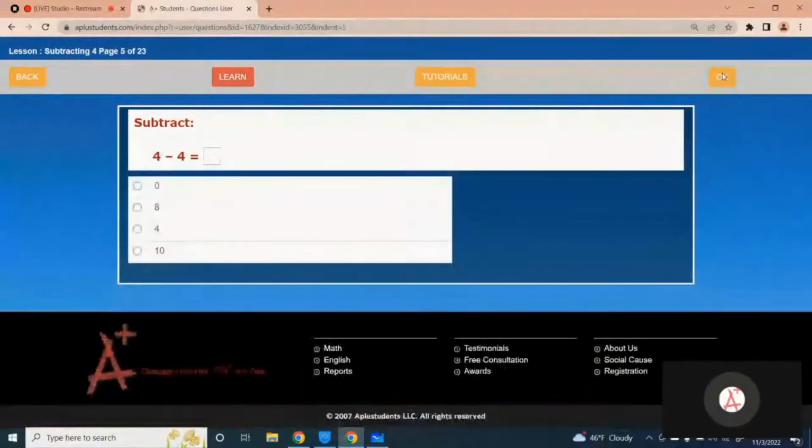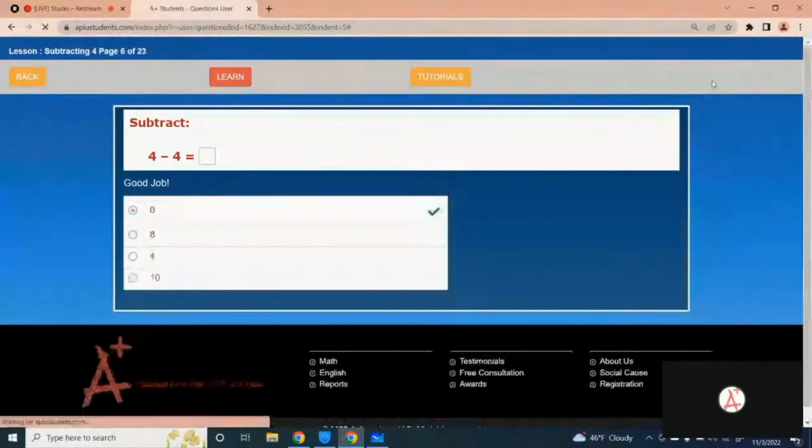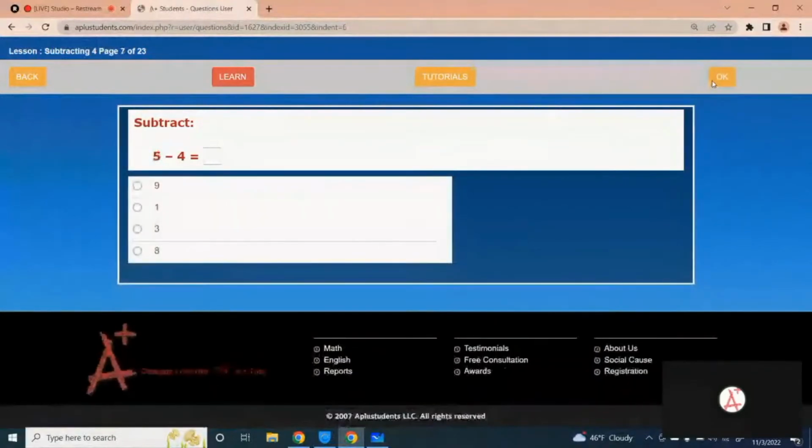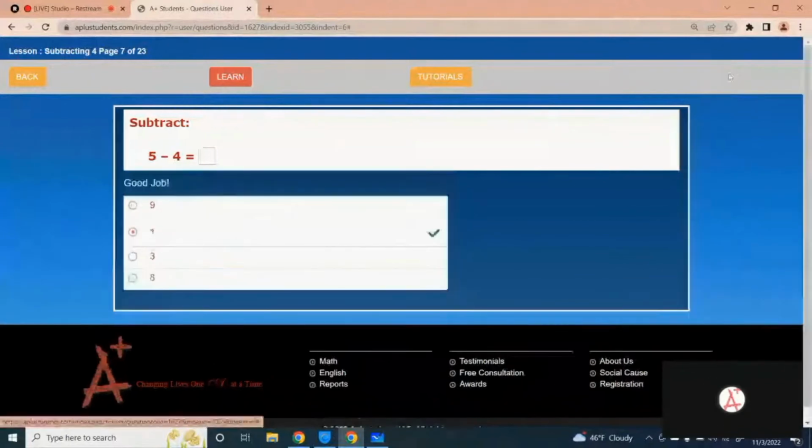Okay, four subtract four is zero. Got it. Make four lines, take away all of them so you're left with zero. So four take away four is zero. Okay, five subtract four is one. Got it. Just select the correct option and then click on the OK button.